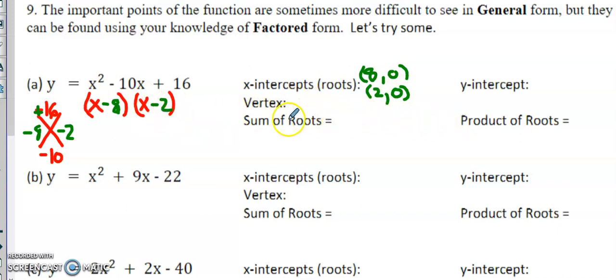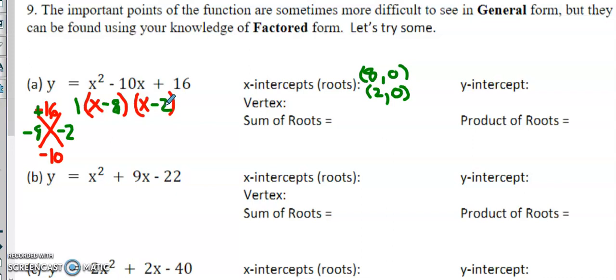Alright, the y-intercept, the a value is 1. So going back to what we talked about earlier, two ways of doing this. I could put in 0 here and solve the problem. Or I can just simply take the three green numbers, 1, negative 8, and negative 2, and multiply those three numbers together to get the y-intercept.